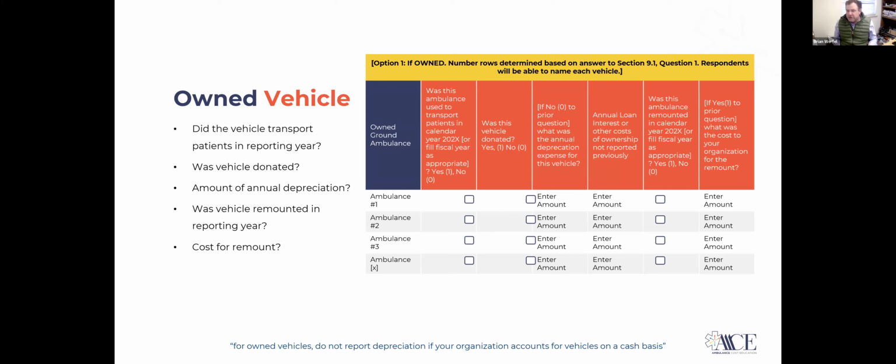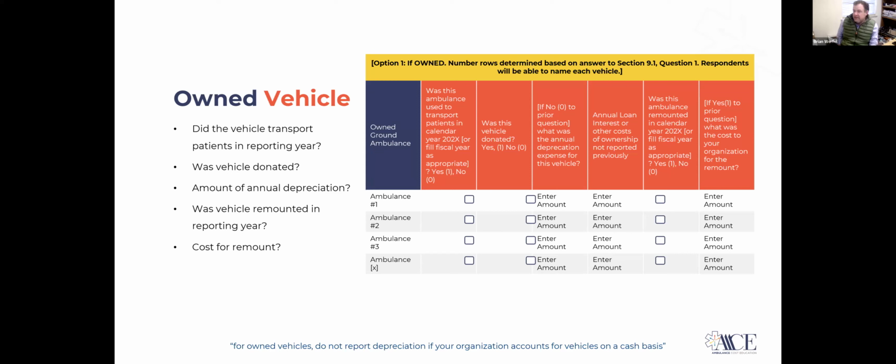It will ask you to check the box as to whether or not that particular vehicle was used to transport patients in that year. So we start with every ambulance that you own, whether it's operable or not. Then it will ask you to define those that you used in the specific year to transport patients. It will ask you if the vehicle was donated to you or not, yes or no. And then if you answered no, it will ask you what your annual depreciation expense for the vehicle is.